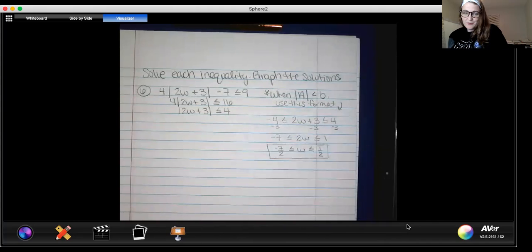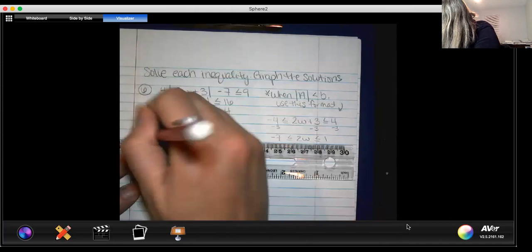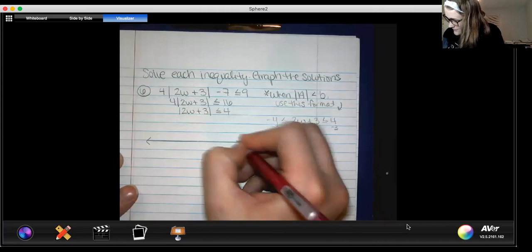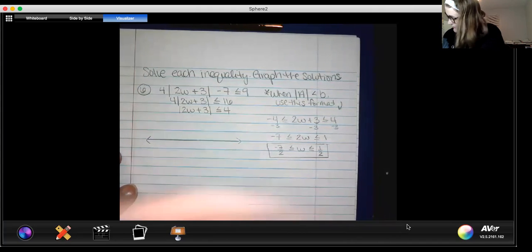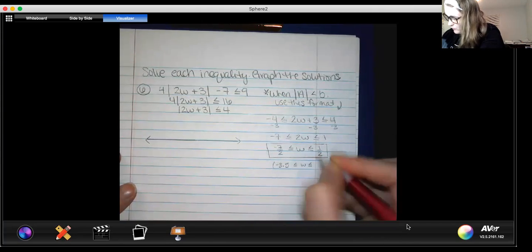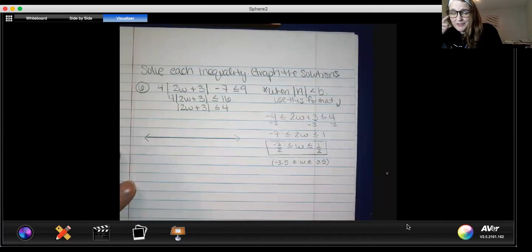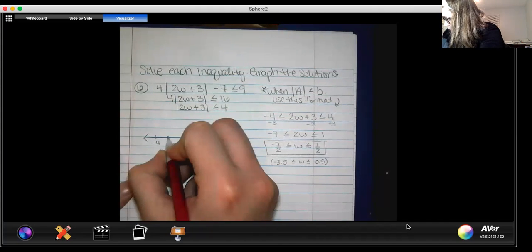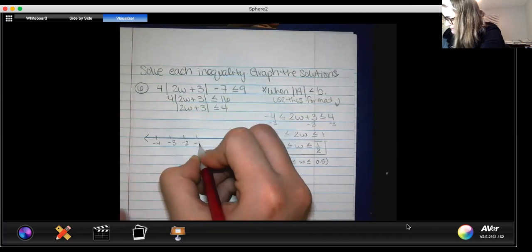Now I need to do the number line. When you have fractions, you will not actually use fractions on the number line. The number line should only ever be integers. So -7 halves as a decimal is -3.5, and 1/2 is the decimal 0.5. That's not my answer, but we can know that so we can figure out my decimal situation. So that means I need to go from -4 to at least 1.